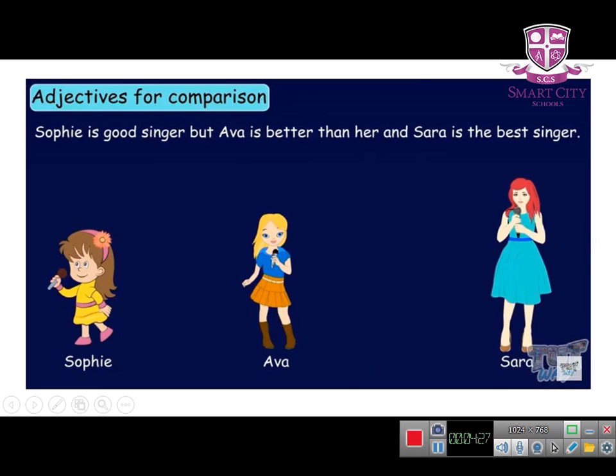And now I'm going to compare Sarah to the other girls. So it's a comparison between one noun and many nouns. So I'm gonna say Sarah is the best singer. So I said good, and then comparative form Eva is better than Sophie, and then superlative form Sarah is the best. Is it clear now? Good.